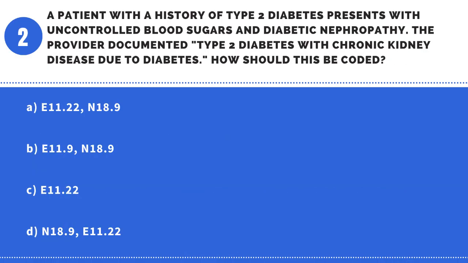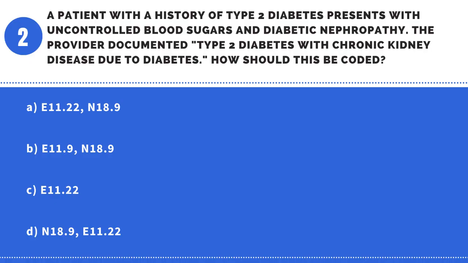Question 2. A patient with a history of type 2 diabetes presents with uncontrolled blood sugars and diabetic nephropathy. The provider documented type 2 diabetes with chronic kidney disease due to diabetes. How should this be coded?